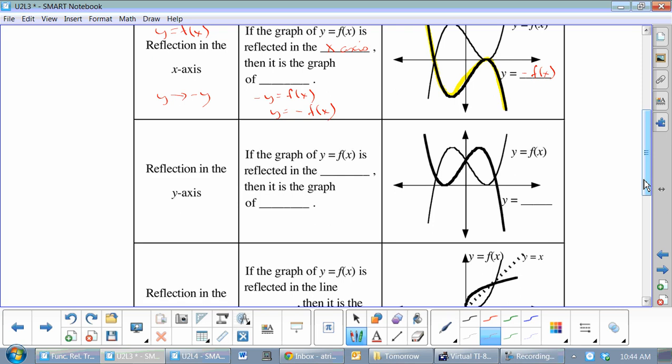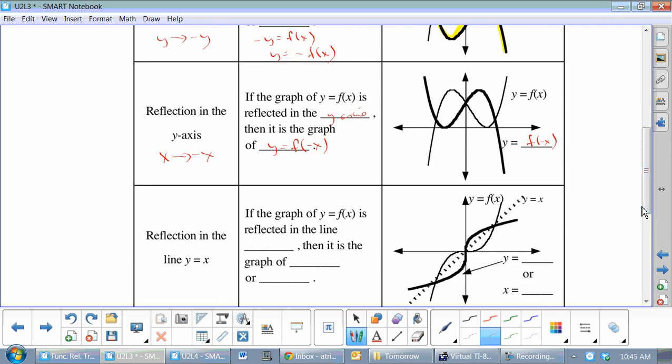Now, if we take this thing and we reflect it on the y-axis, then it is a graph of what gets replaced? What's the replacement? X with negative x. So this would be y equals f of negative x. Okay, so that would be over here, y equals f of negative x.